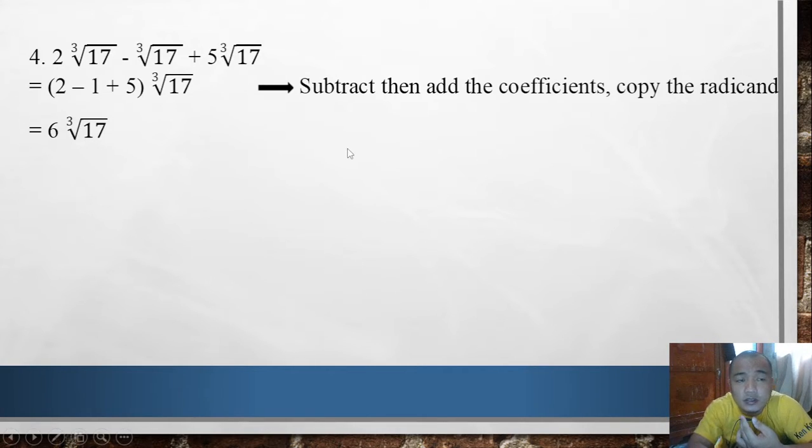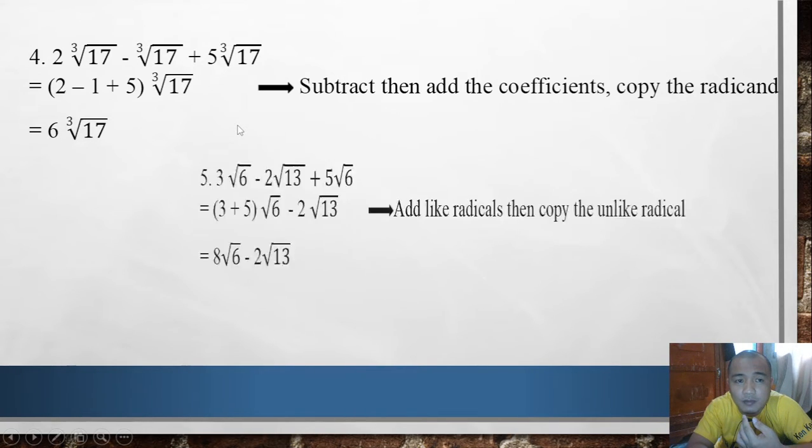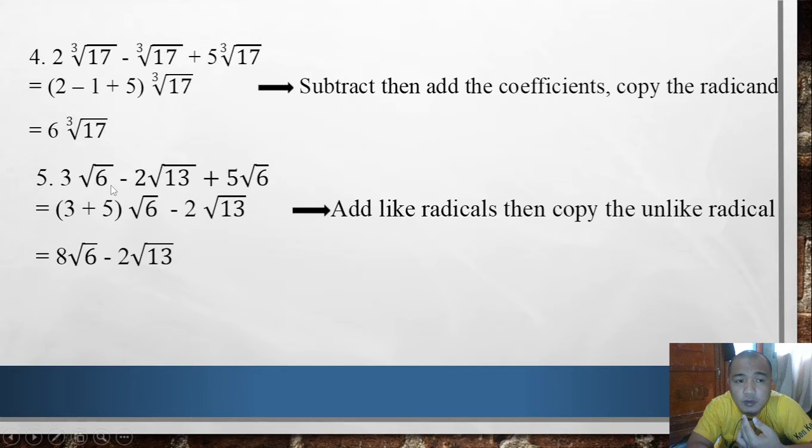How about this? 2 cube root of 17 minus cube root of 17 plus 5 cube root of 17. 2 minus 1, 1. 1 plus 5, 6. 6 cube root of 17. Number 5. 3 square root of 6 minus 2 square root of 13 plus 5 square root of 6. Okay, we will just add the like radicals here, which is 3 square root of 6 and 5 square root of 6.